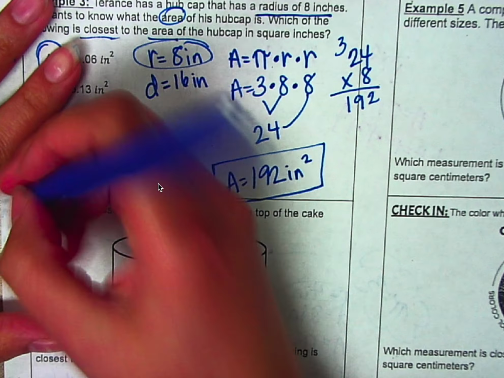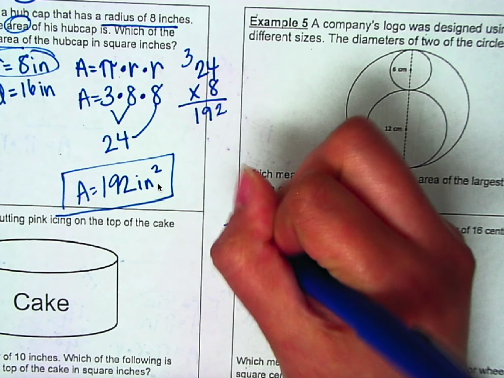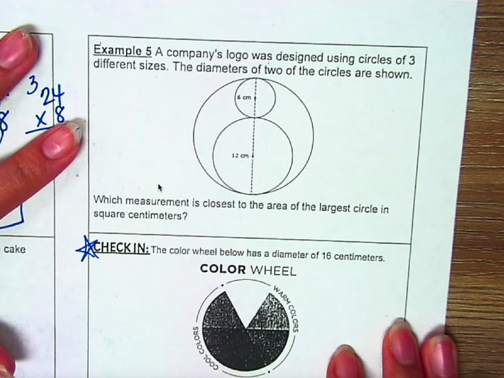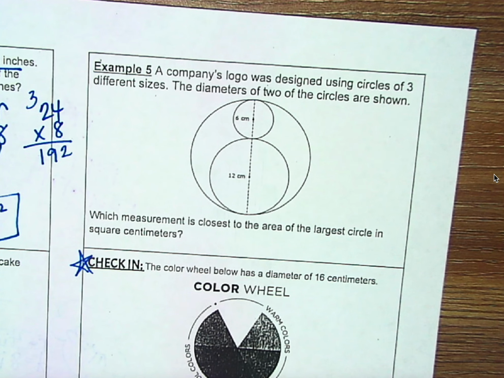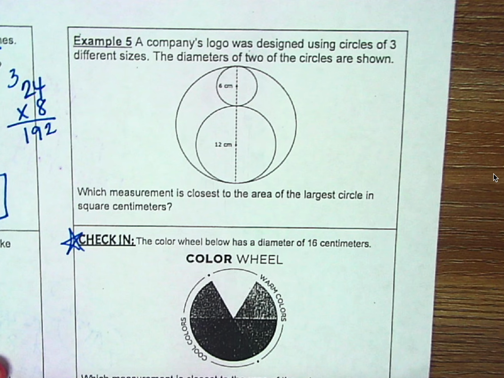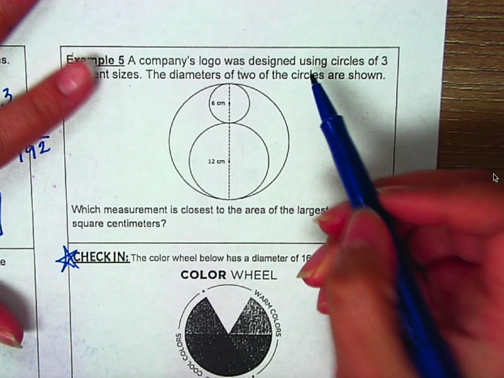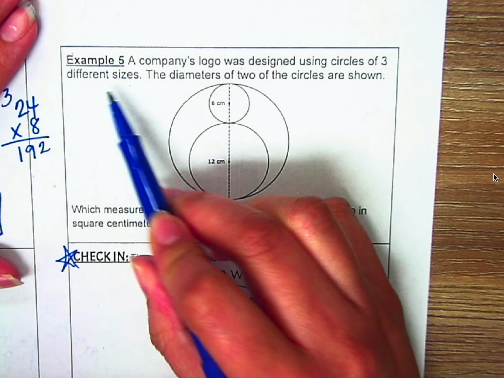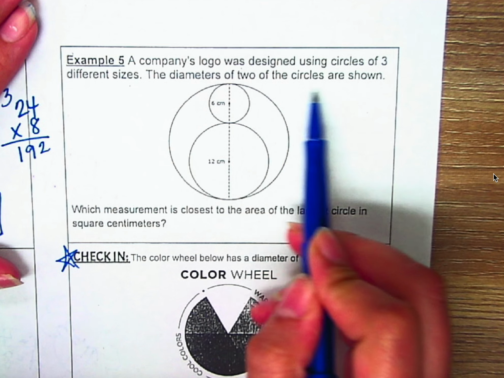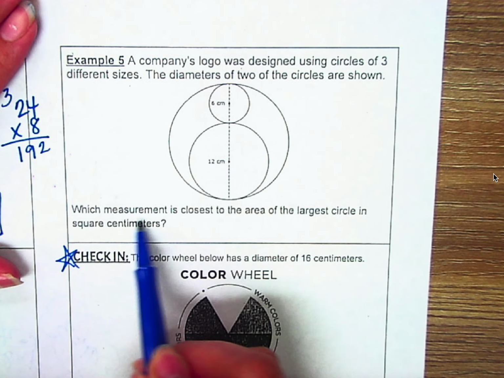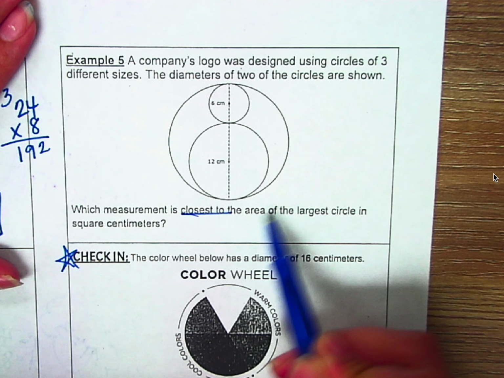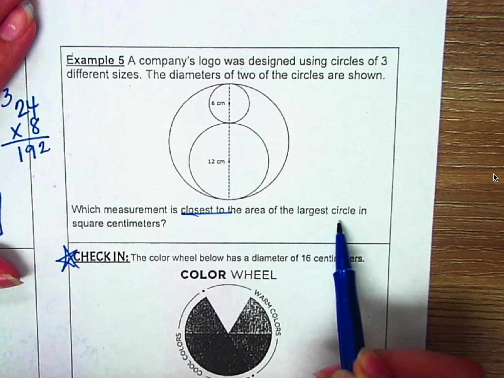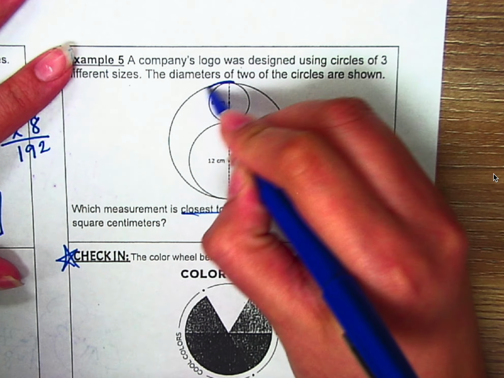Okay, you're going to do number 4, and you're going to do the check-in by yourself. So I'm going to finish with number 5. Example 5. It says a company logo was designed using 3 circles of 3 different sizes. The diameter of 2 is shown in the circles. Which measurement is closest to the area of the largest circle? So the largest circle is going to be right here.